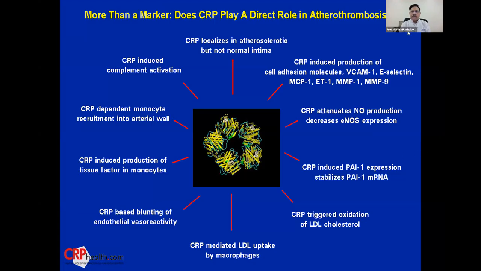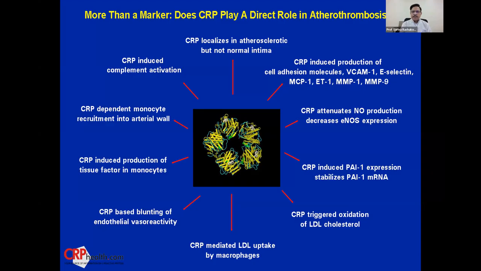Number two, CRP induces production of cell adhesion molecules like VCAM1, E-selectin, MCP1, ET1, MMP1, MMP9. These are the matrix proteases and the cell adhesion molecules. These will increase the adhesion of the macrophages onto the cell surface, which will again absorb the LDL and form the plaque. CRP attenuates the NO protection. We know nitric oxide is protective. CRP works in the opposite direction. It removes the protection of nitric oxide.